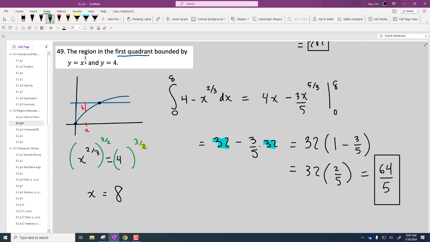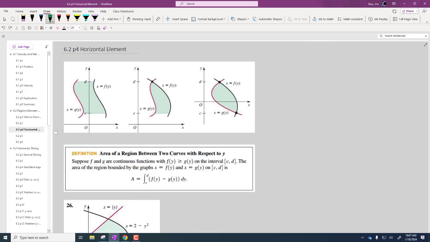Right? That's a function of x. It's measuring this direction. When you write it as a function of y, then it's going to measure this direction. So we could do that here and get the same area, and that's what this next slide's all about.